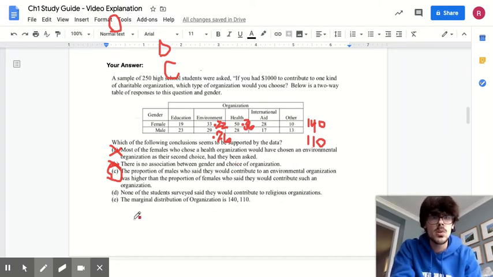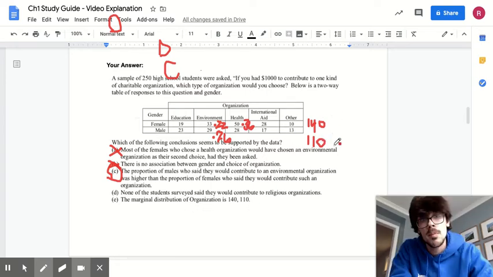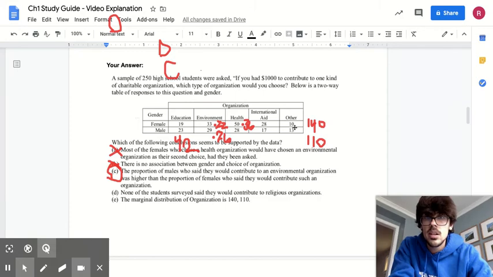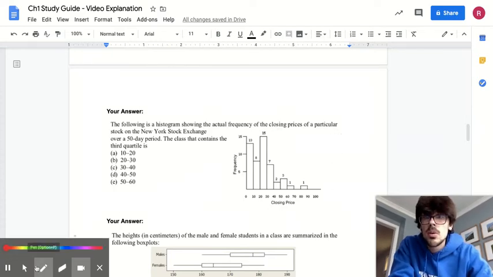And the marginal distribution, last thing on this one, marginal is where you only look at one variable at a time. They did the marginal with the 140 and 110. That's for gender, 140 females, 110 males. They didn't say anything about the organizations. So for organization, you would have all the totals going down this way, like the 42, etc., etc. So that is our third problem. I don't know why that D is sticking around on my screen. I'll erase that. Okay, so on to my fourth question here.